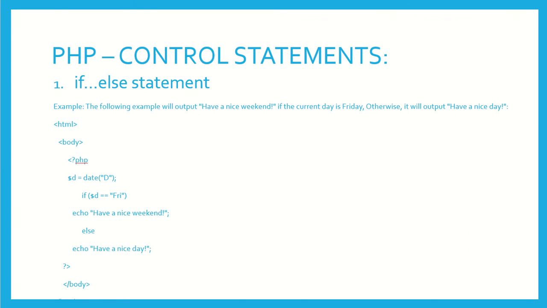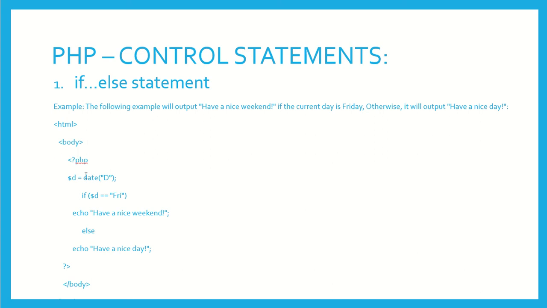The example says that you have to find out what the day is for a particular date. If it is a Sunday, you say have a happy Sunday. If it is a Friday, you say have a happy weekend. If it is any other weekday, then you say have a nice day. So this is just the code.